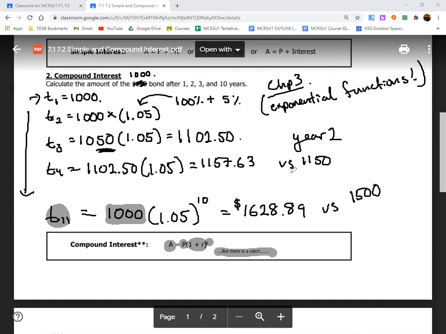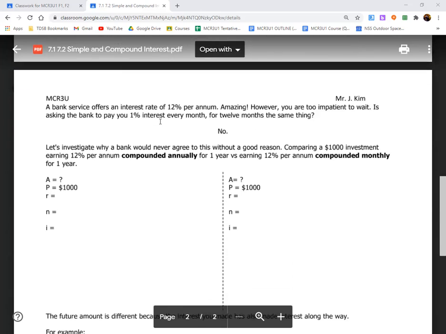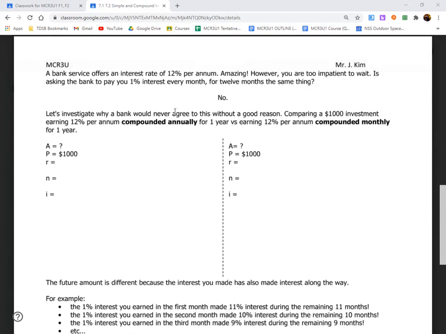Flip the page. There's a catch to what I gave you for a geometric sequence. Ready? Let's read the question together. A bank service offers an interest rate of 12% per annum, so per year. Amazing. However, you are too impatient to wait. Is it fair to ask the bank to give you 1% every month instead of 12% after 1 year?